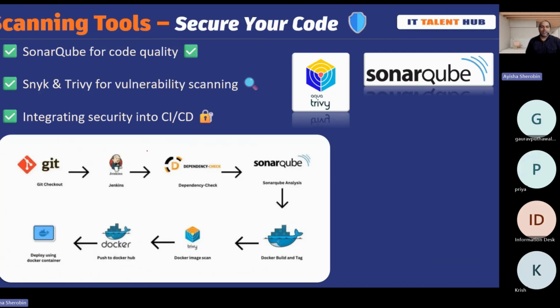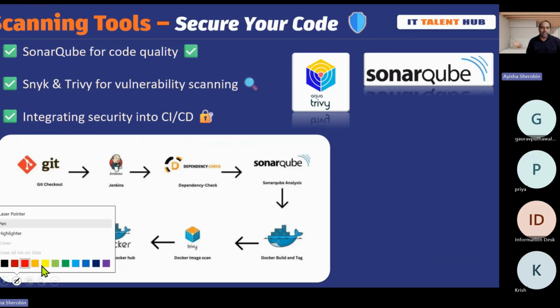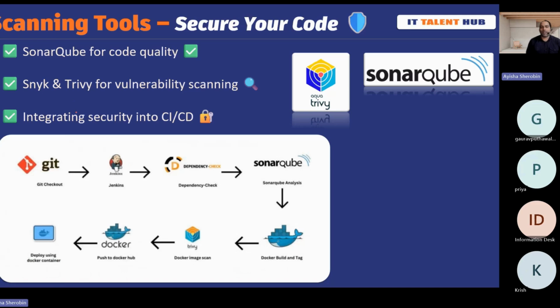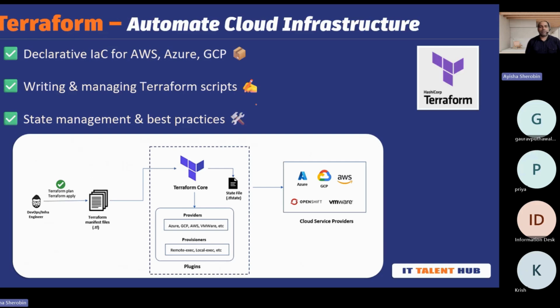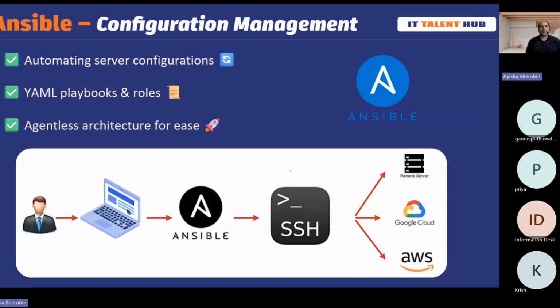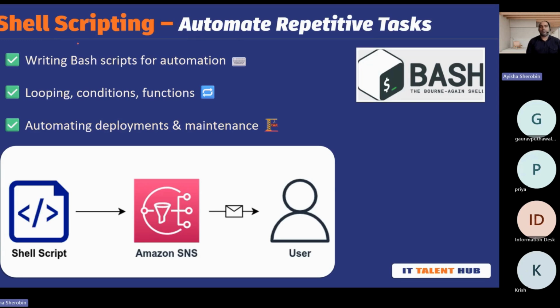Okay. And scanning tools like Trivy and SonarQube help us in finding vulnerabilities, even in Docker images. Terraform, as I mentioned, we will use if we want to create infrastructure. Ansible we will use to automate things like installing something onto the server. Ansible is called infrastructure as code tool.